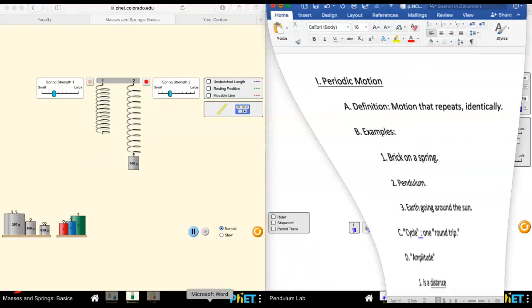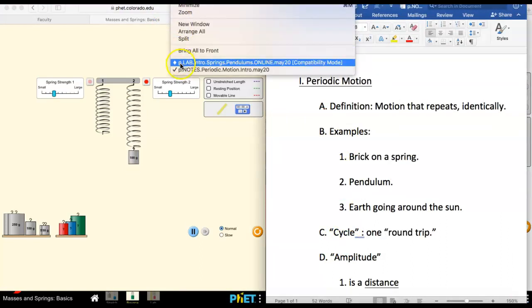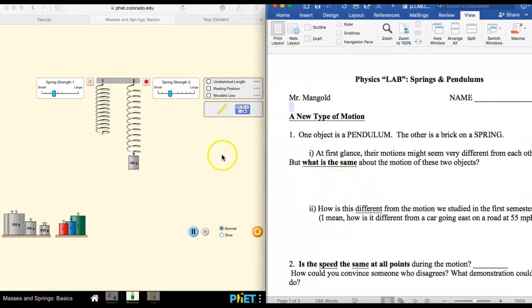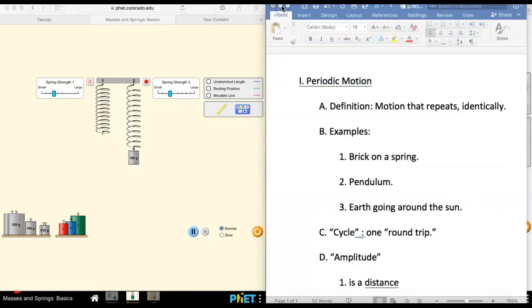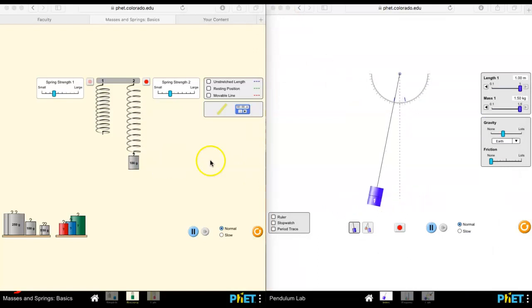All right, let's look at our first question here in the class lab. One object is a pendulum, the other is a brick on a spring. Look at this motion. At first glance, they look very different. This is a brick on a spring, and it's moving up and down. This is a brick on a string, and it's moving side to side. Are they both moving in straight lines? Is the path for each of them straight? And the answer is no, right? The pendulum here traces out a curved path, whereas this one, the brick on the spring, is moving in a straight line, but up and down. All right, so let's look at that first question.